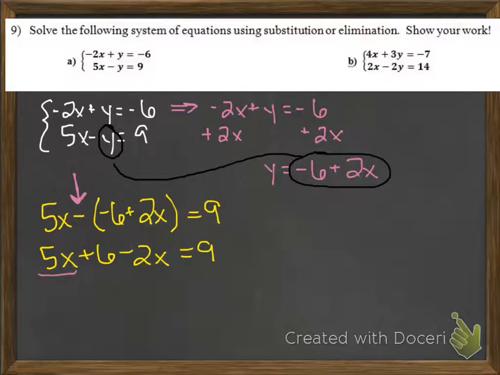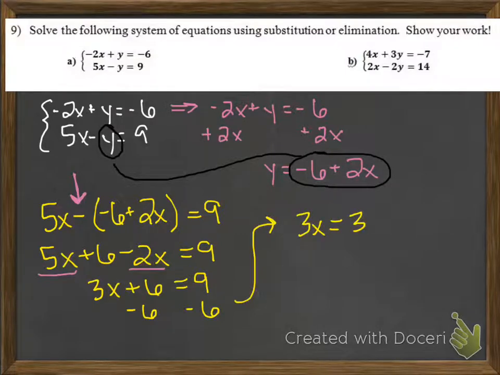Then we can combine our like terms, giving us 3x plus 6 equals 9. Subtract 6 from both sides. It gives us 3x is equal to 3. And then finally divide both sides by 3, and that gives us a result of x is equal to 1. That's half of our solution. We need to go ahead and plug that back into one of the rules for x so that we can solve for our matching y value.